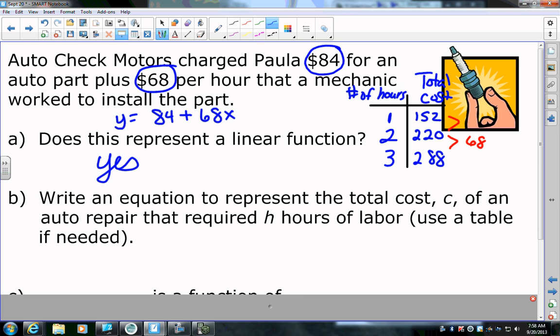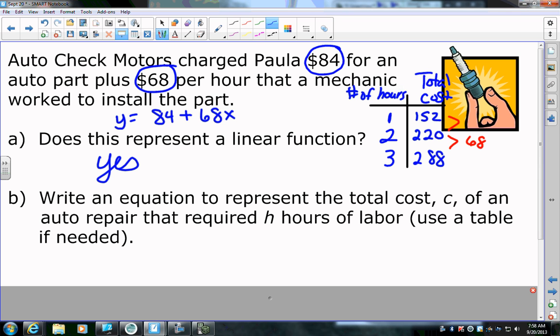So now it's asking me, the question was, is it continuous? Just a second, I'm going to get there. It says, write an equation to represent the total cost C of the auto repair that required H hours of labor. All right, so my total cost C equals 84 plus 68H, which is the same as what I wrote up here. I just used different letters.